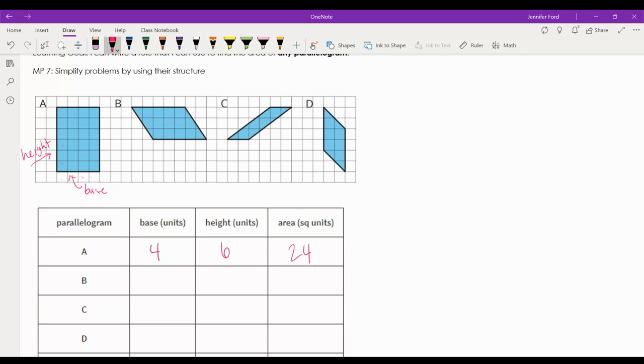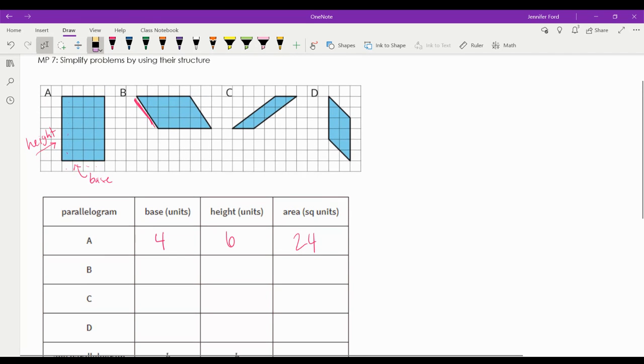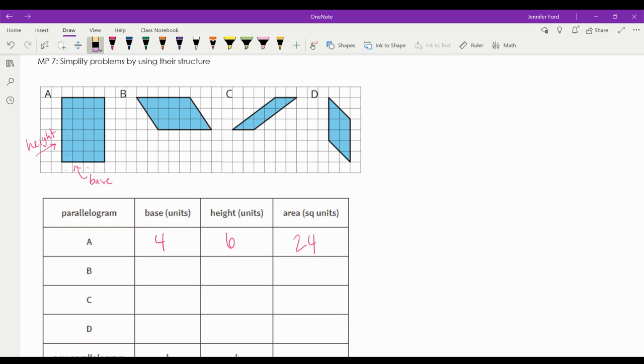That was pretty easy. So B, the base of this parallelogram, I could choose either side to be the base, but I'm going to choose the side that's easier to count. This side right here, it's hard to count the length of that because it's a diagonal side. So it might not have a whole number length, but I do know that if I choose this side for the base, that's going to have a whole number length, and that is 1, 2, 3, 4, 5. Base is 5.